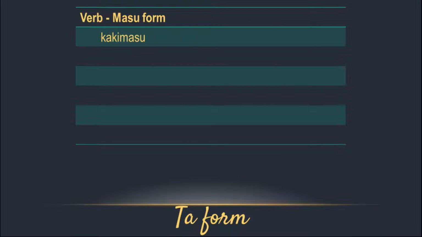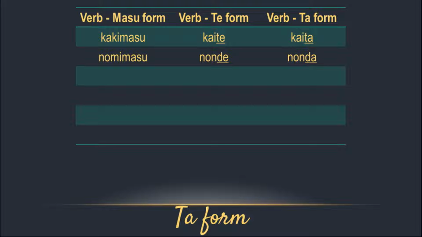For the verb kakimasu, which means to write, its te form is kaite. And by replacing te with ta, we will get kaita, which means wrote. For the verb nomimasu, which means to drink, its te form is nonde. And by replacing de with da, we will get nonda, which means drank. For the verb tabemasu, which means to eat, its te form is tabete. And by replacing te with ta, we will get tabeta, which means ate.